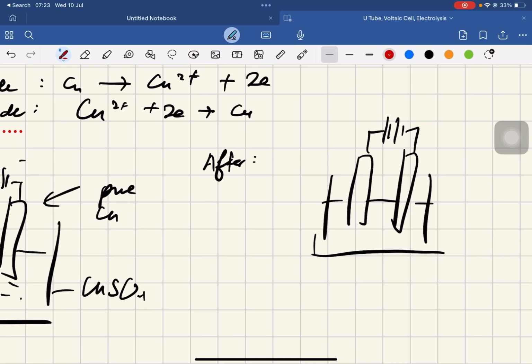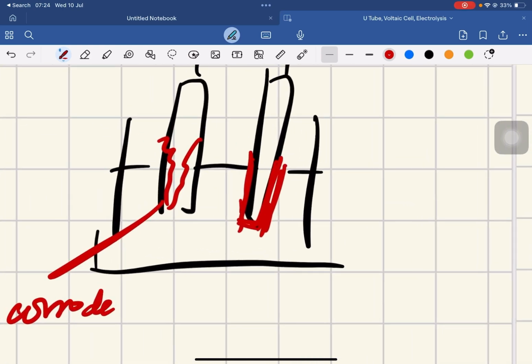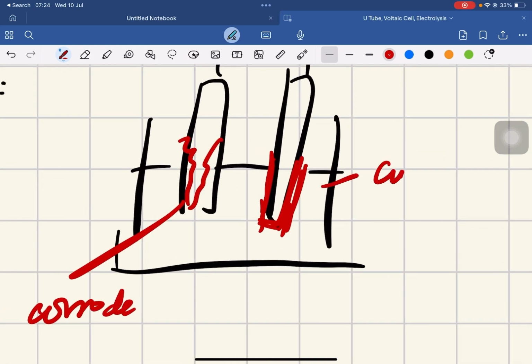okay. Now the one at anode akan korot. Okay. Korot. Okay. And the one at cathode akan ada metal. Metal what? Metal what? Copper lah. Copper deposited. Deposited. Okay. That's it.